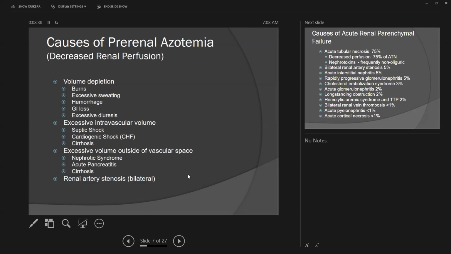Cirrhosis. And those with excessive volume outside of the intravascular space result in acute kidney injury and nephrotic syndrome, acute pancreatitis, and again, cirrhosis. And if you're unfortunate enough to have renal artery stenosis in both renal arteries, that will, of course, cause acute kidney injury. Generally, what happens there is a patient has had renal artery stenosis for some time in one artery. Usually, you're talking about an individual over the age of 65, usually Caucasian, and then the other renal artery is slowly closing down, and all of a sudden, you see a rise in the creatinine.